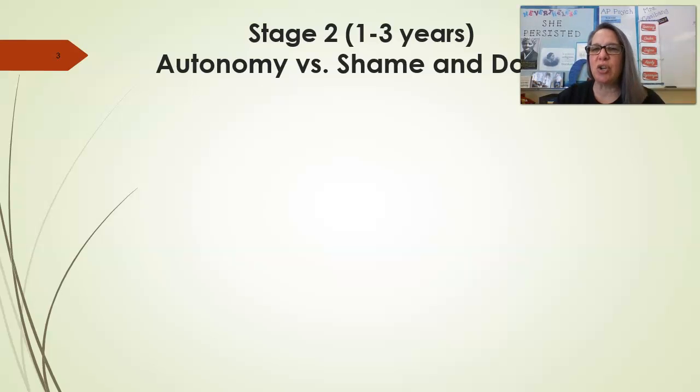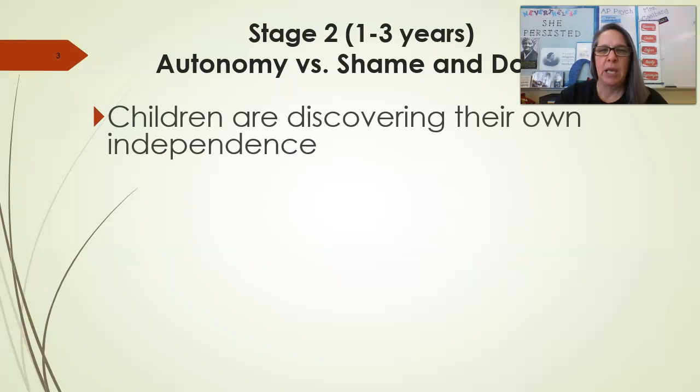All right, stage 2 is from 1 to 3 years old, and this stage is called autonomy versus shame and doubt. Okay, autonomy versus shame and doubt. And the issue here is that children are discovering their own independence. What Erikson talked about a bit here was potty training, okay? Potty training during this time period.